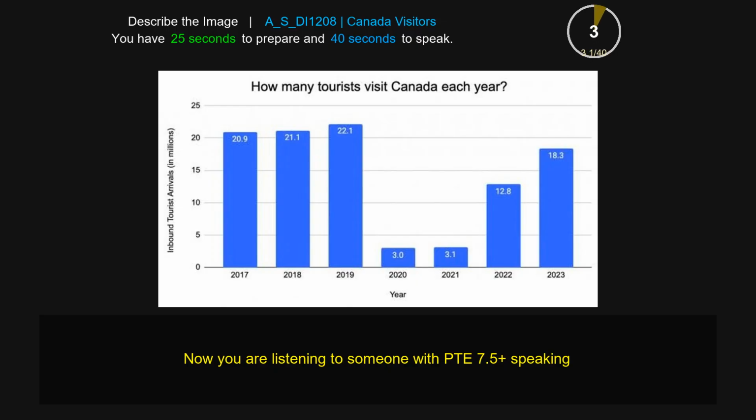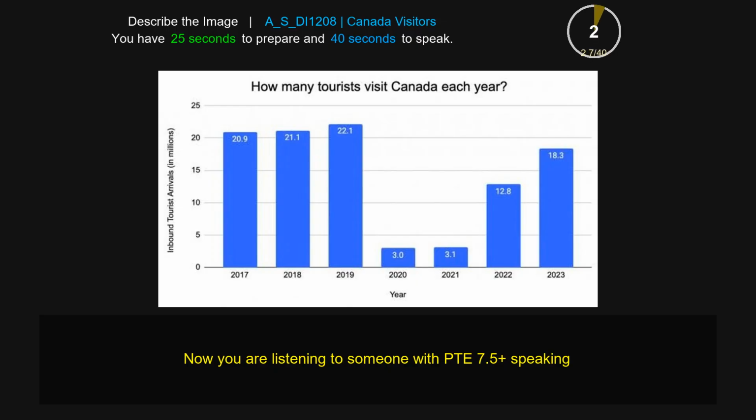This graph is giving information about how many tourists visit Canada each year from 2017 to 2023. The graph is given in millions. In 2017, 20.9 million people visited Canada, and in the last year, 2023, 18.3 million people visited Canada. The highest number of people visited Canada in 2019, that's 22.1 million. Accordingly, in 2020 just 3 million people visited Canada. This is the least number of people. In summary, the people have visited Canada.